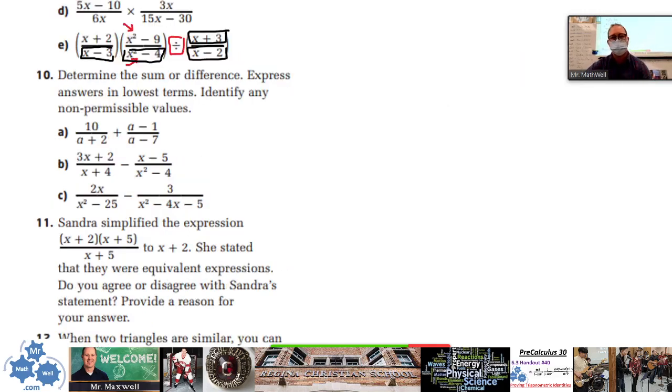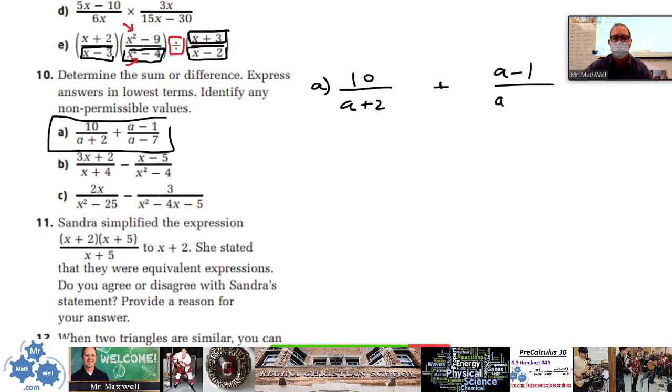So number 10 here from your unit review says this. This is an addition subtraction question. So I tell you what, let's just do 10A, I guess. Just pick any one. But just for sample's sake, remember we have to have a common denominator when we add or subtract any kind of rational. So over here, this is 10 over a plus 2. And this right now is plus a minus 1 over a minus 7.